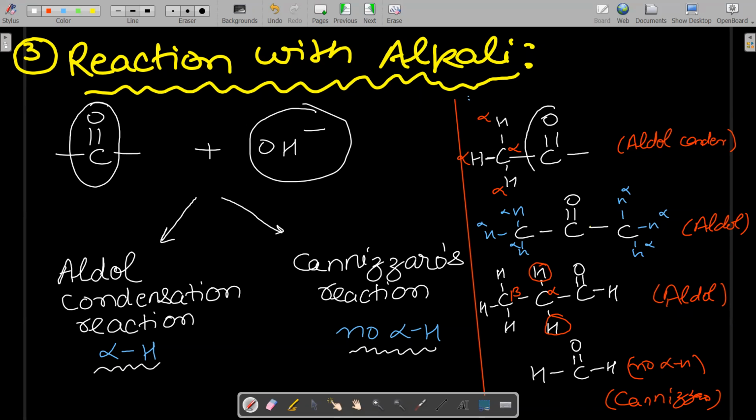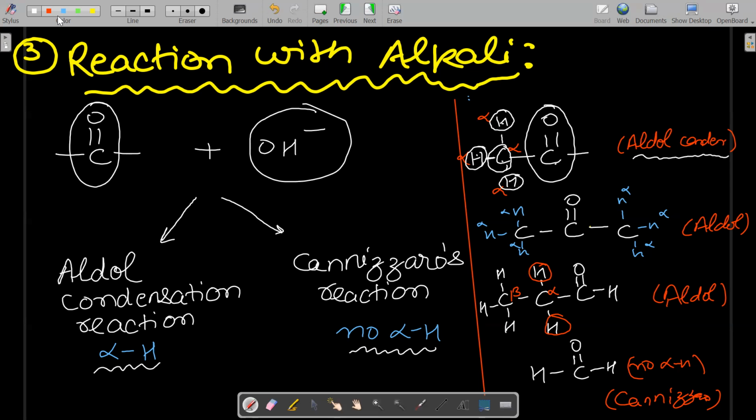This is the carbonyl group, all of you know this is a functional group. The carbon which is directly attached to the functional group is called the alpha carbon, and the hydrogens attached to that alpha carbon are alpha hydrogens. So you can see over here, this carbon is the alpha carbon, and the hydrogens directly attached to it are called alpha hydrogens. There are three alpha hydrogens present. So the carbonyl compound having alpha hydrogen shows aldol condensation reaction.